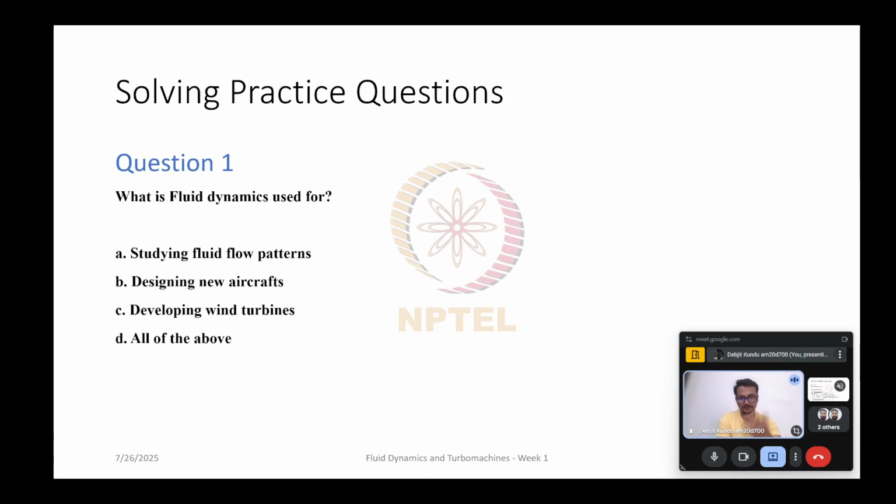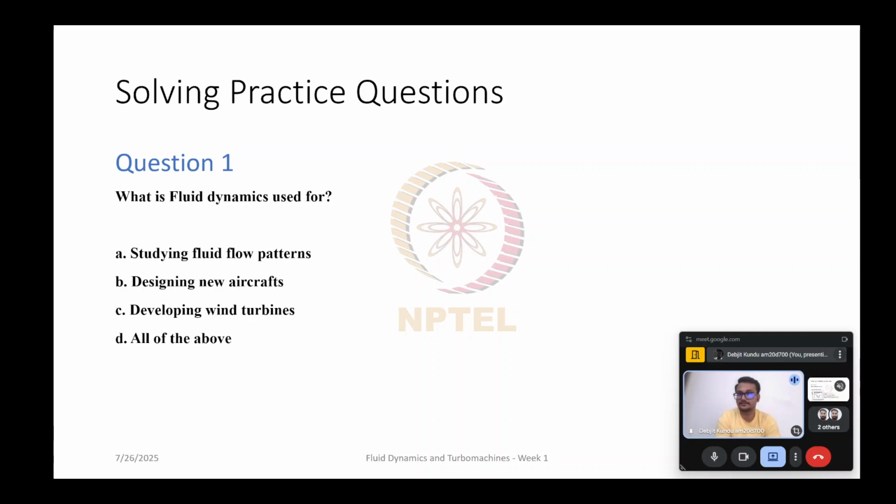So it's a simple question, as you can see. Go through the options and pick the correct option that you think is correct. Then you can unmute and answer or you can type in the chat box, whichever way you feel comfortable. Then we shall get rolling. Why study fluid dynamics in the first place? What does it help us do? Does it help us in studying fluid flow patterns? Does it help us in designing new aircrafts or developing wind turbines? Is it all of the above?